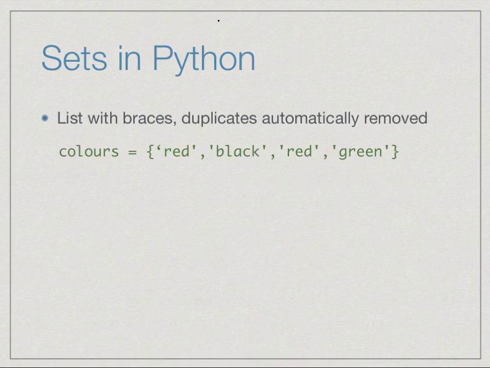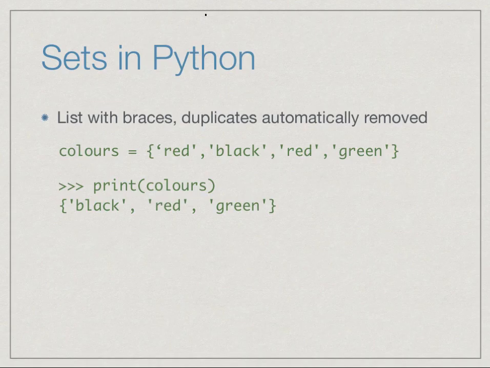In Python, one way of writing a set is to write a list with braces like this. So here we have associated with the name colors a list of values red, black, red and green. Notice that in setting it up we have repeated red, but because this is a set, the duplicate red will be automatically removed. So if we print the name colors, we just get black, red and green.